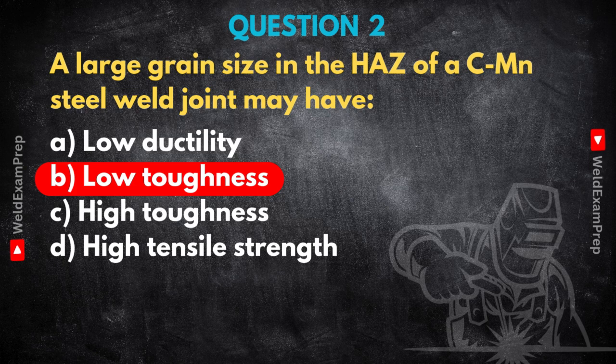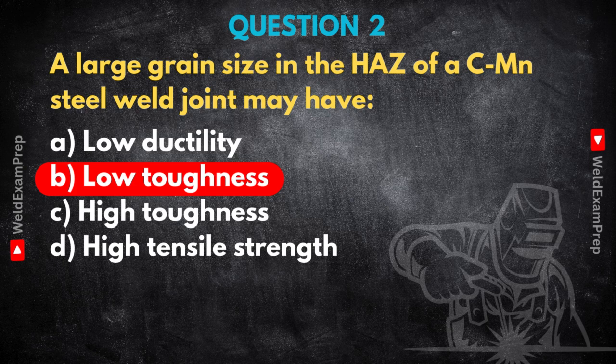Which is bad news, especially if the part is going to see impacts or operate in the cold. Risk of brittle fracture goes way up. So for you as an inspector, spotting signs that might indicate a large grain size in the HAZ, or knowing the welding conditions could lead to it, that's crucial for judging if the part is actually safe. Absolutely vital. The HAZ is often the weak link. Understanding how welding heat affects its microstructure, things like grain growth, is fundamental. So what are the implications then?